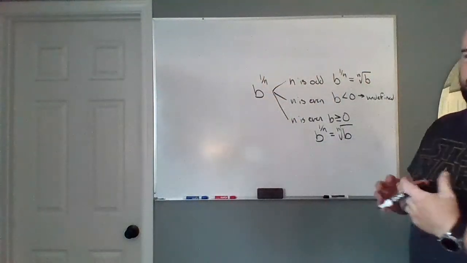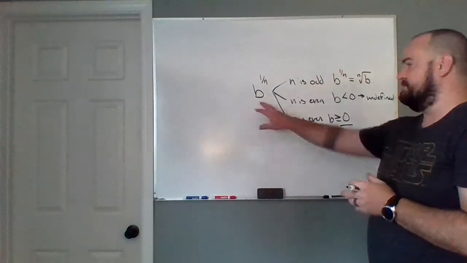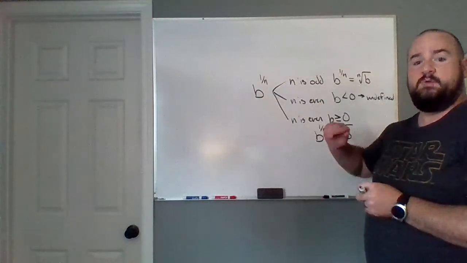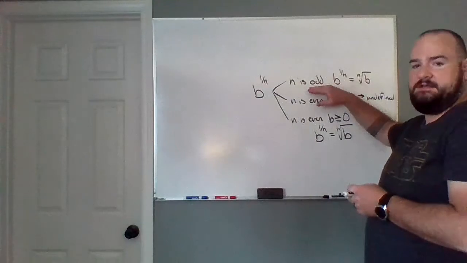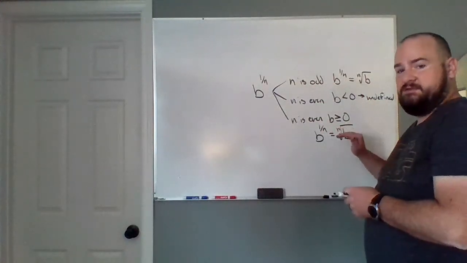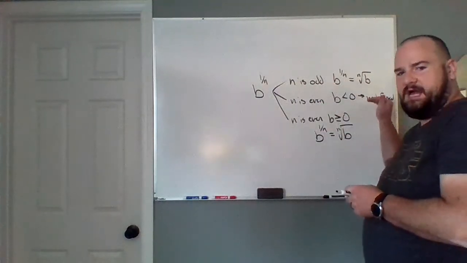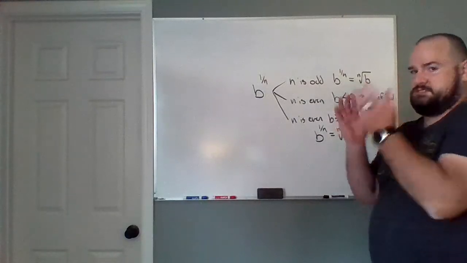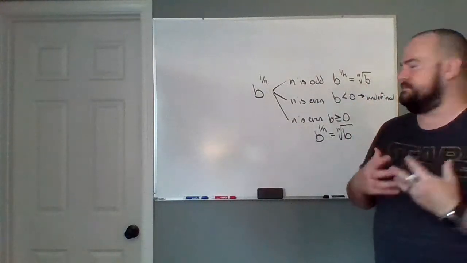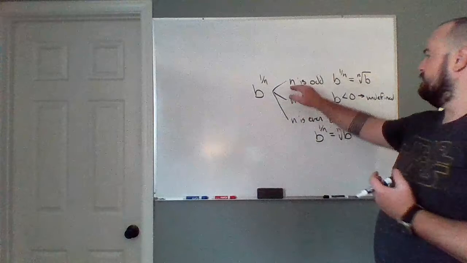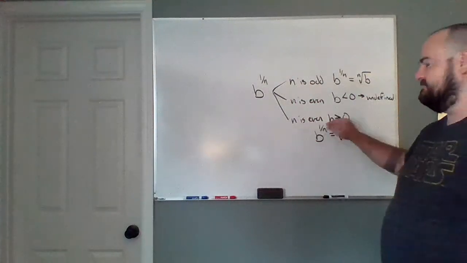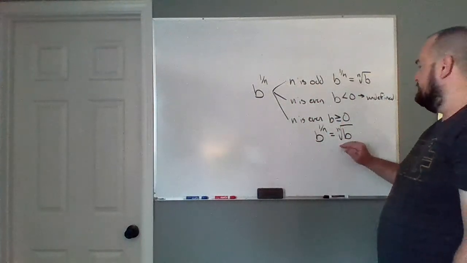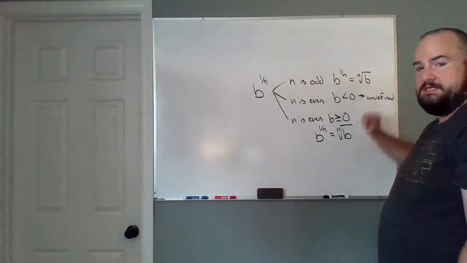So anytime we're dealing with, especially in a generic sense, if I say b to the 1 over n or anything like that, we can assume that either n is odd or n is even and b is greater than or equal to 0. We're going to assume that we're not in this undefined case, because then everything breaks down. Then we don't have to worry about it. But either way, if n is odd or n is even and b is greater than or equal to 0, it is defined to be the nth root of b.